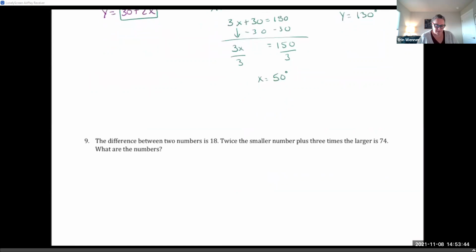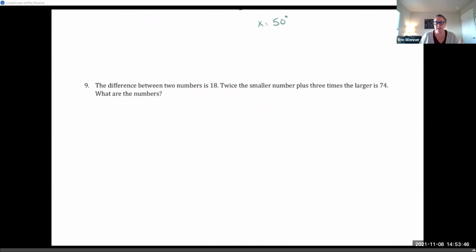So with these problems, they tend to have two sentences that sort of set up your equations. Here's what I mean. The first sentence in number 9 says the difference between two numbers is 18. First of all, the word difference means subtract. So I'm just going to write x minus y equals 18. The word is, treat like your equal sign.